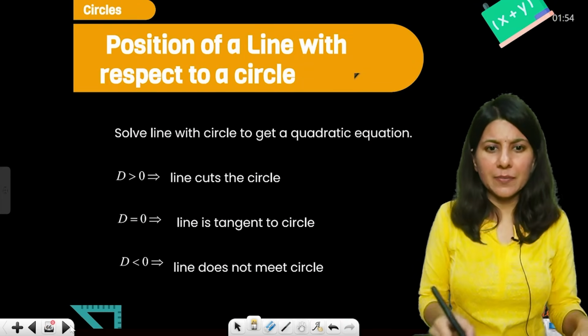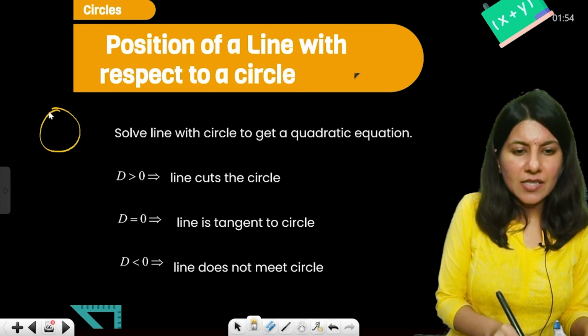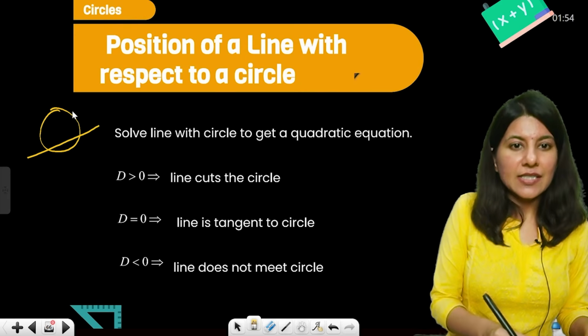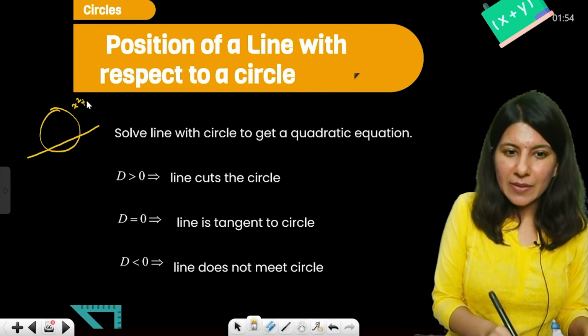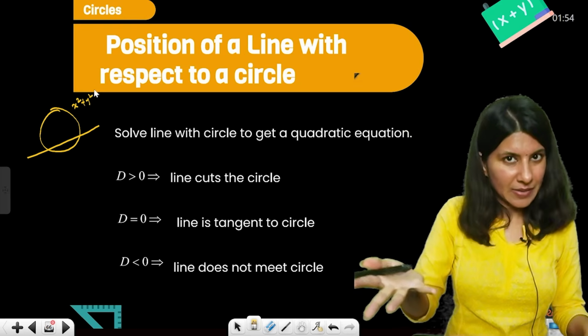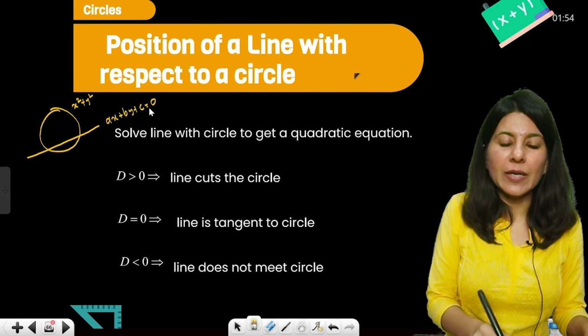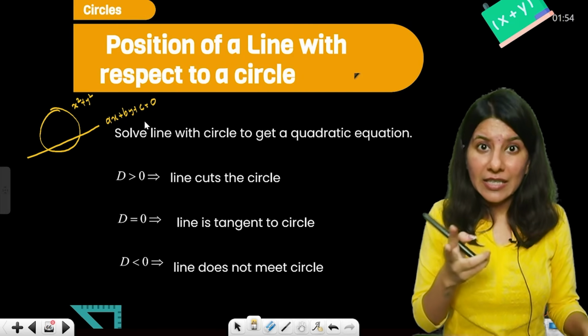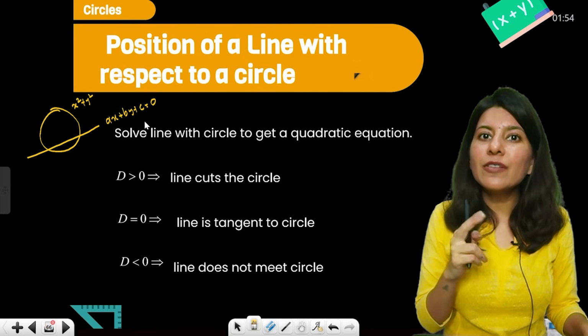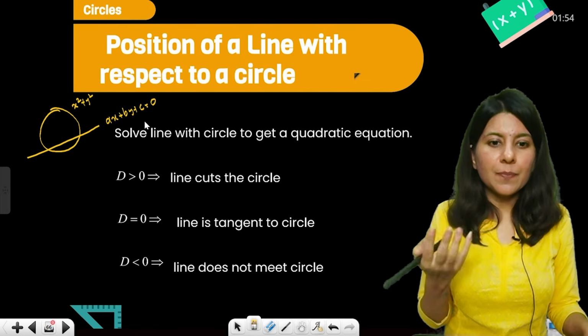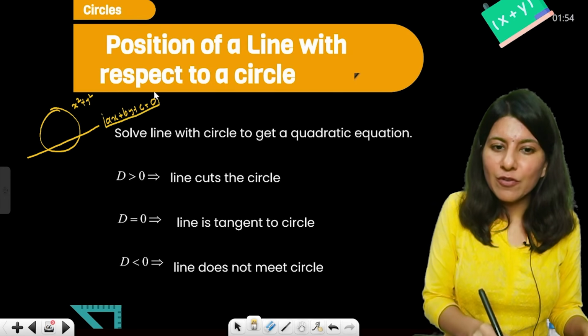Okay, very simple. Suppose you have a circle and a line. The circle is again x² + y² + 2gx + 2fy + c = 0. The line is ax + by + c = 0. Now you have to solve this line with the circle. How to solve two curves? You can just calculate the value of y from here.